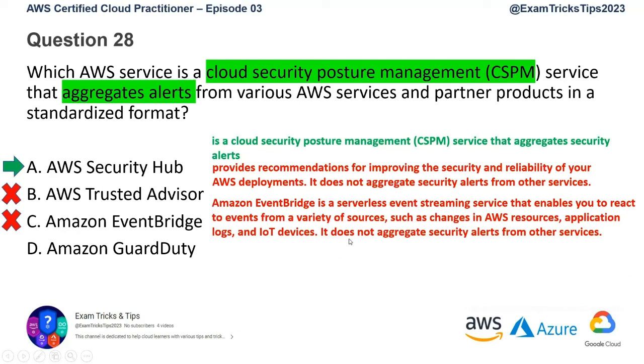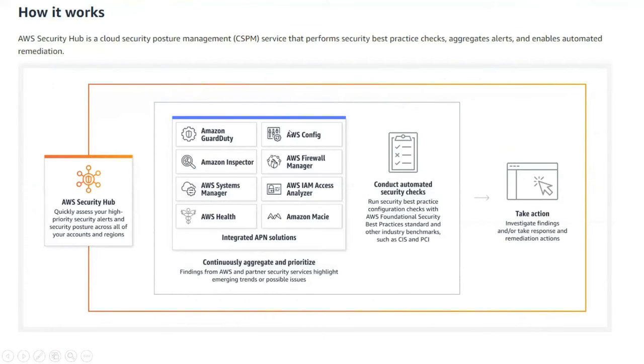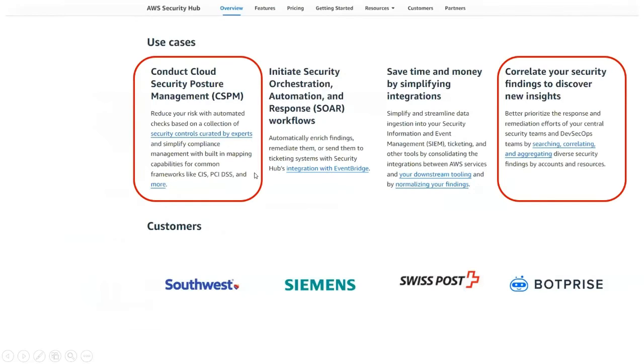GuardDuty is a threat detection service that monitors your AWS accounts and workloads for signs of any malicious activity. So it's a monitoring service. It does not do aggregation of security alerts. So the correct answer in this case is option A, AWS Security Hub. That service is made for this specific use case, and I'll show you some documentation around it, which explains how this is done. I won't go through the exact details of how it is done, but you'll find the link for this particular AWS documentation in the video description.